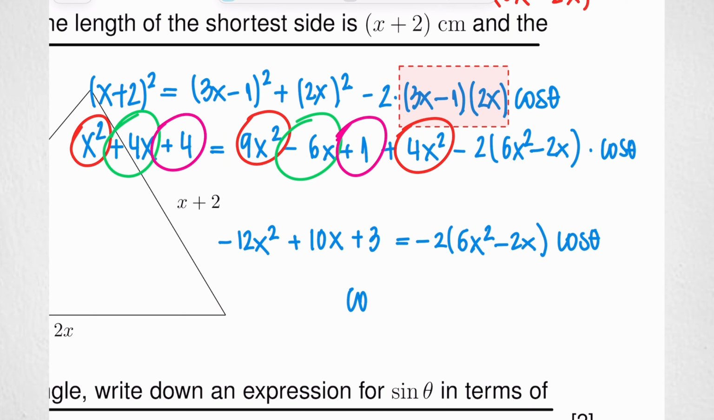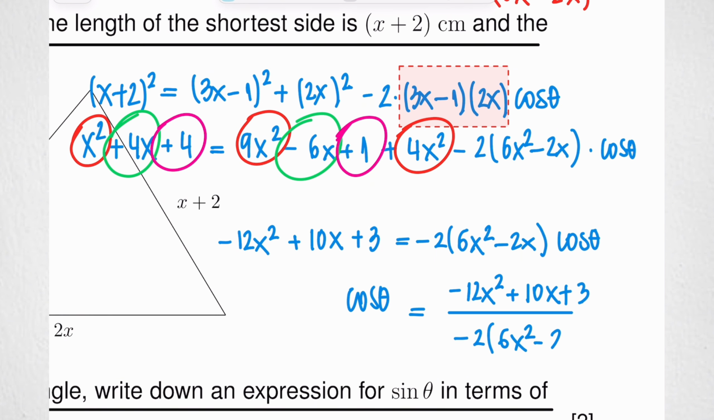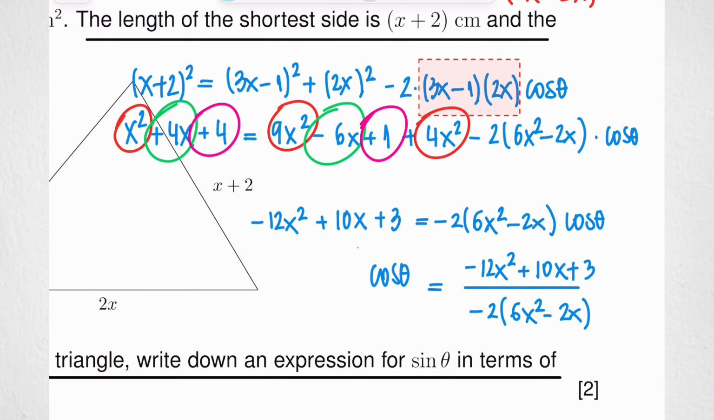Now cosine of theta can be written therefore as (negative 12x squared plus 10x plus 3) over negative 2 (6x squared minus 2x). So there you go. This is an expression of cosine of theta as a function of x.